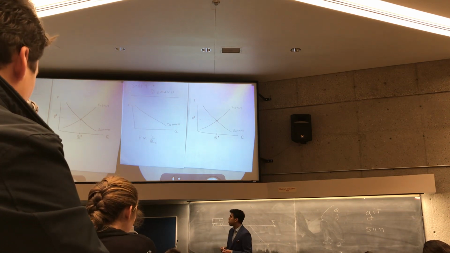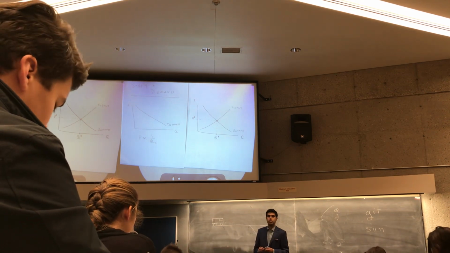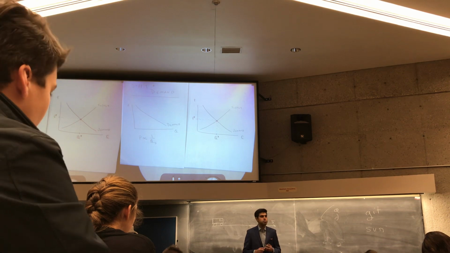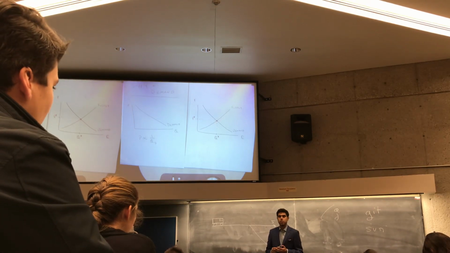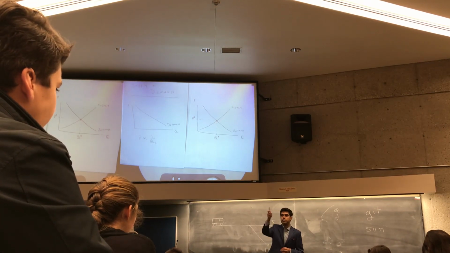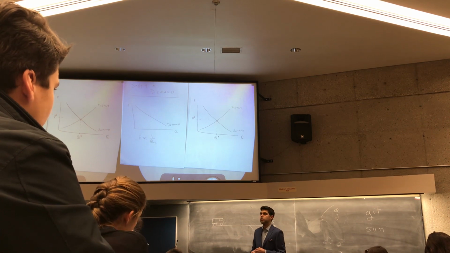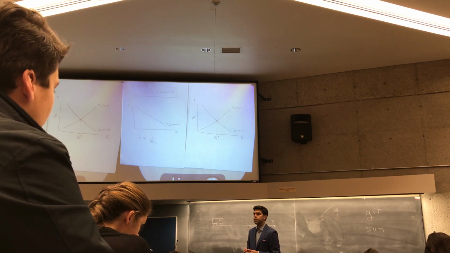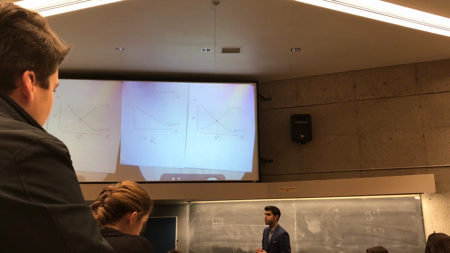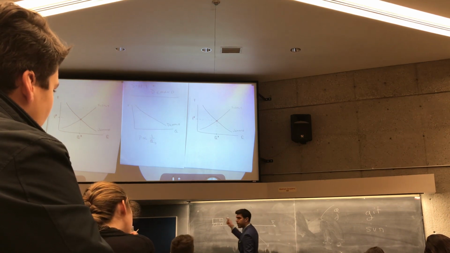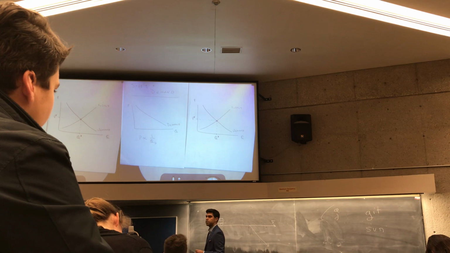What is equilibrium supposed to mean here? What does equilibrium mean? What could it mean? Yes? At that point, the amount that's produced is the same amount that's wanted. Yes. It's the same quantity demanded and quantity supplied.